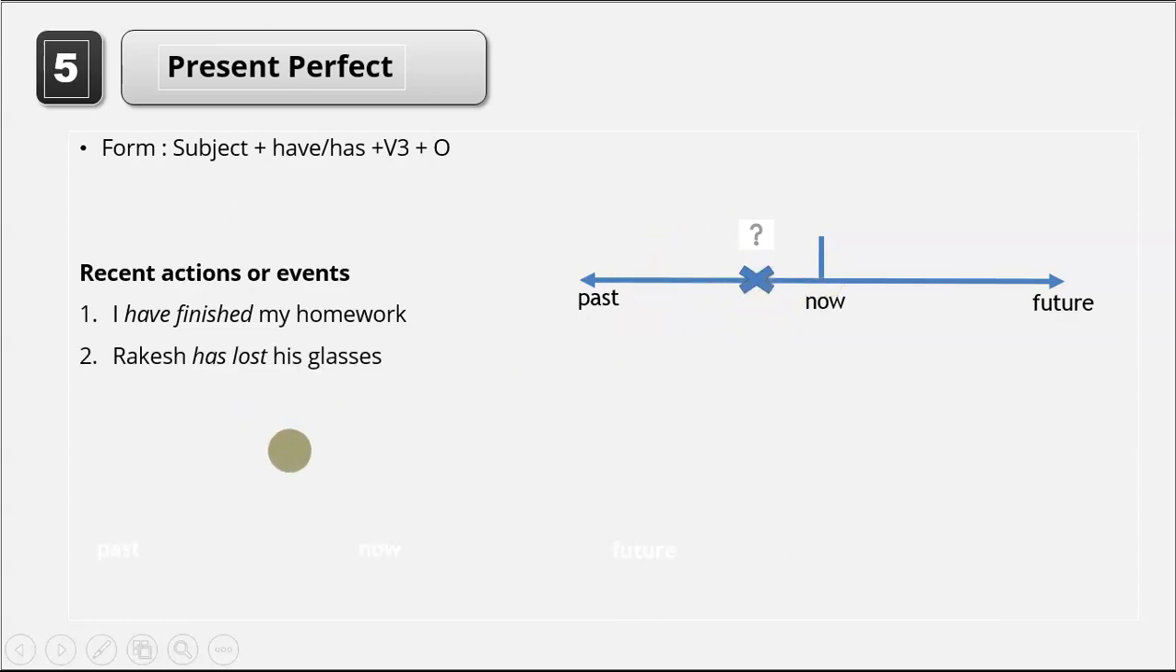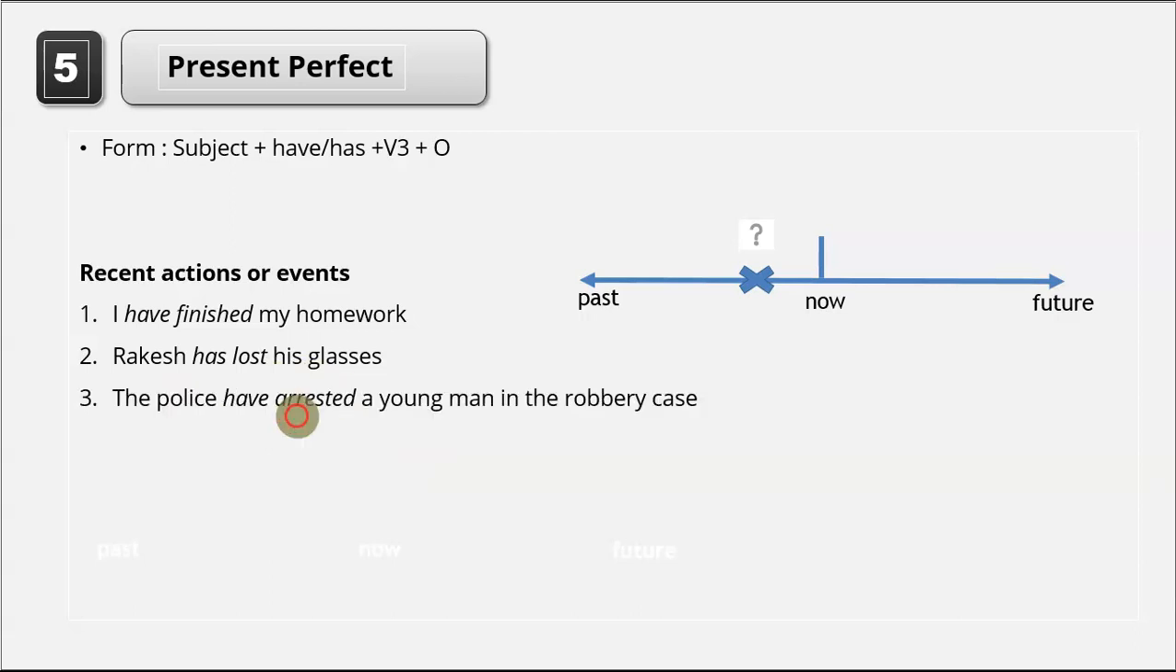Let's take one more. Rakesh has lost his glasses. Now, Rakesh could have lost his glasses today, or he lost his glasses yesterday. The emphasis is on the fact of losing his glasses. Let's take number 3. The police have arrested a young man in the robbery case. When did they arrest? That's not important. What we are trying to emphasize is that they have arrested a young man in the robbery case.